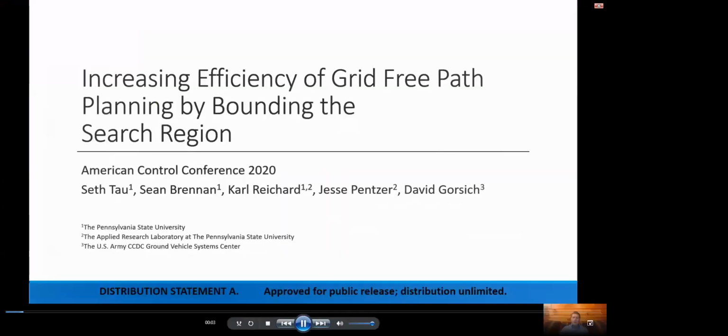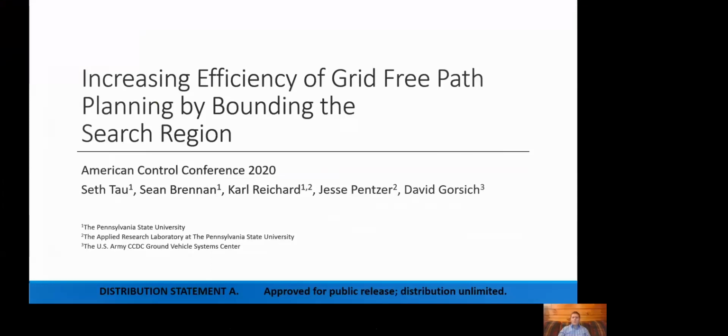Welcome everyone. My name is Seth Ta, and today I will be discussing a method for increasing the efficiency of grid-free path planning by bounding the search region.